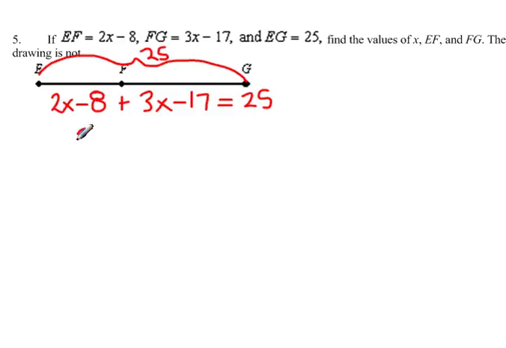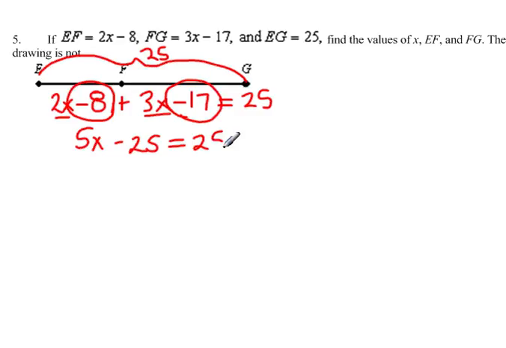So from here we combine like terms. 2x and 3x is 5x. Negative 8 and a negative 17 gives us negative 25. That equals 25. Moving across, 5x is equal to 50. So x equals 10.